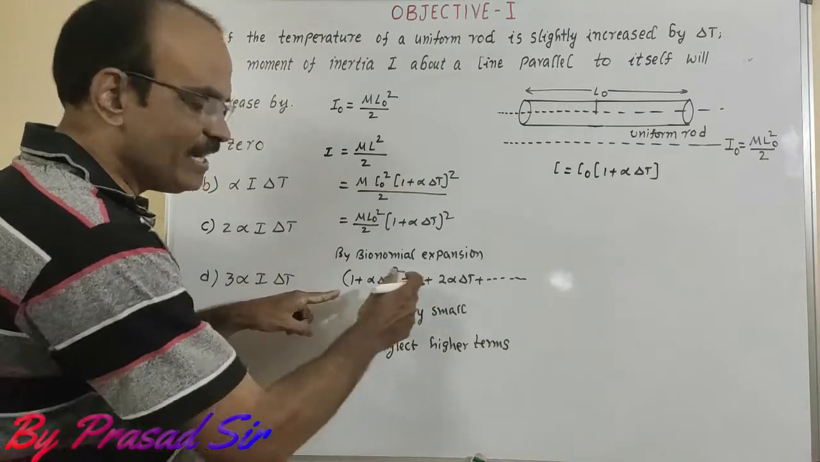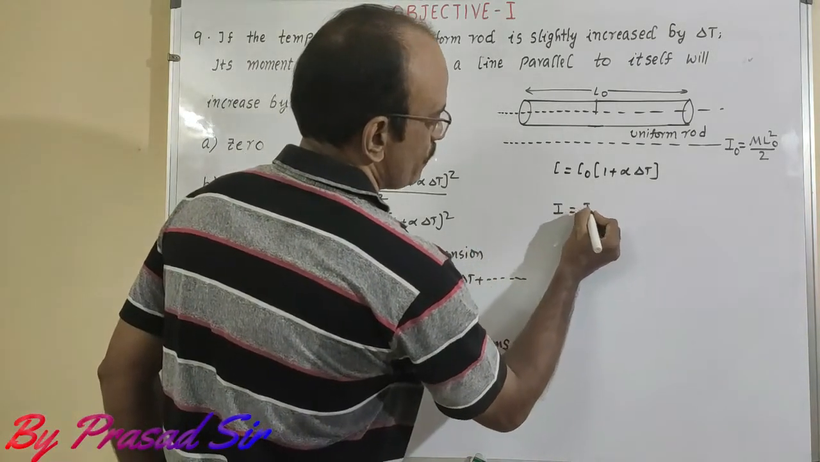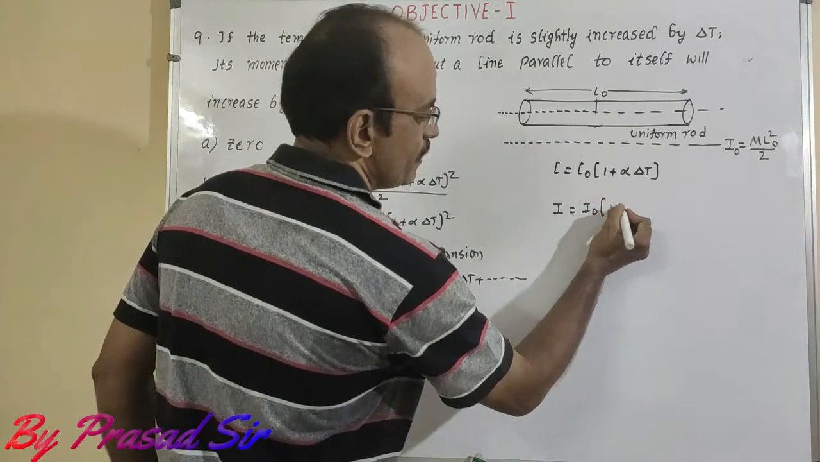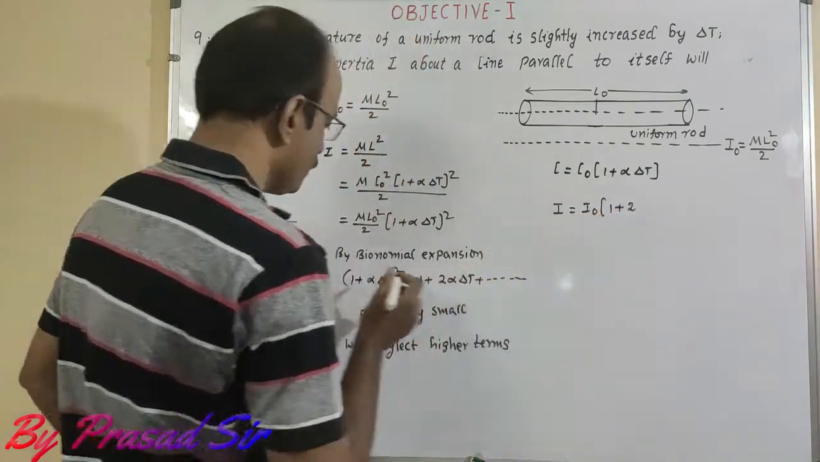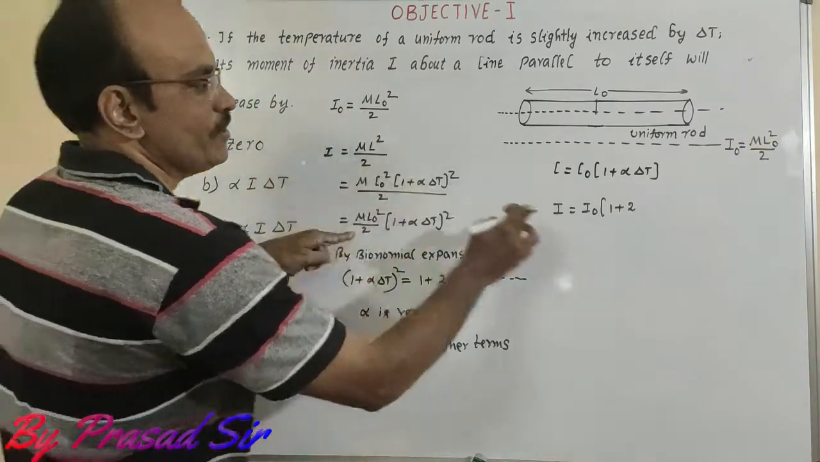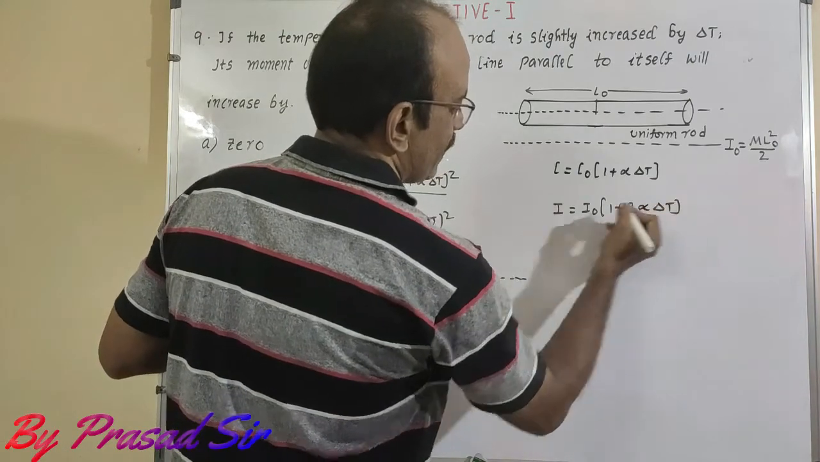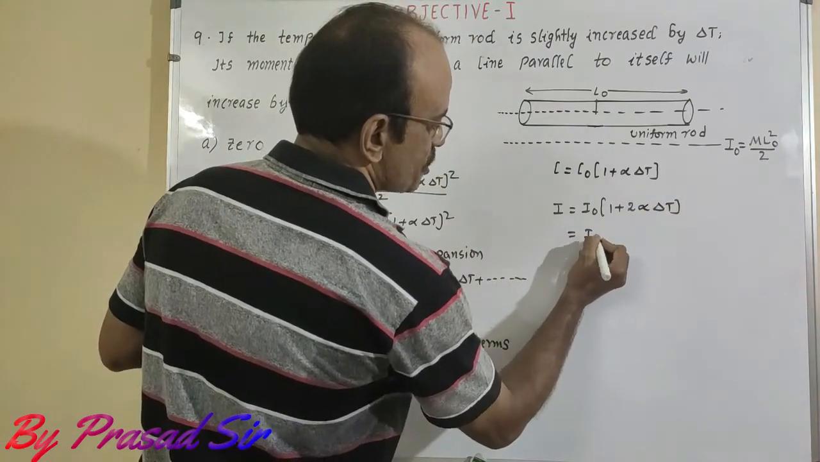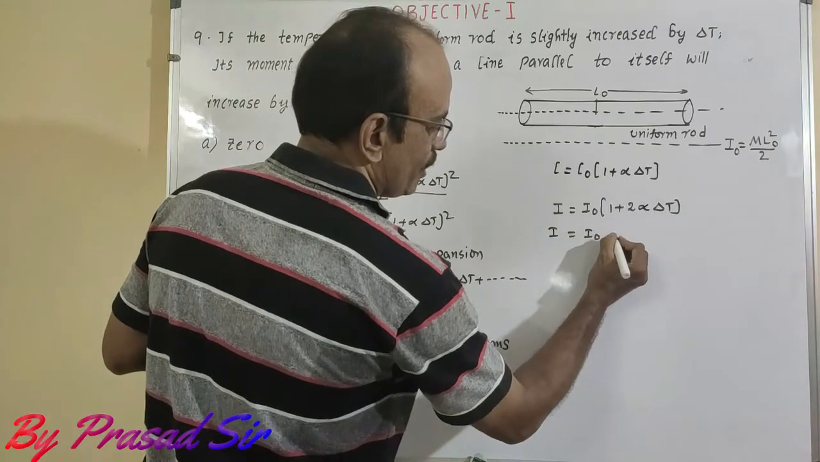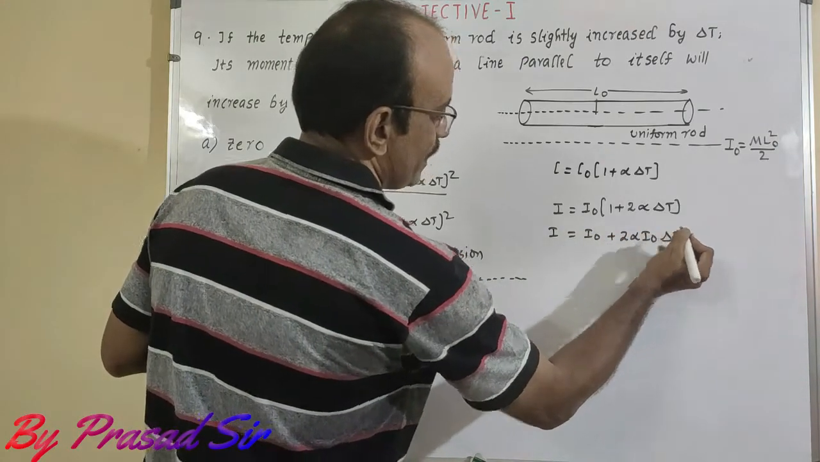So that's why I will take this one. Now in this case, I is equal to I naught times 1 plus 2 alpha delta t, since m l naught square by 2 is nothing but I naught. So I is equal to I naught plus 2 alpha I naught delta t.